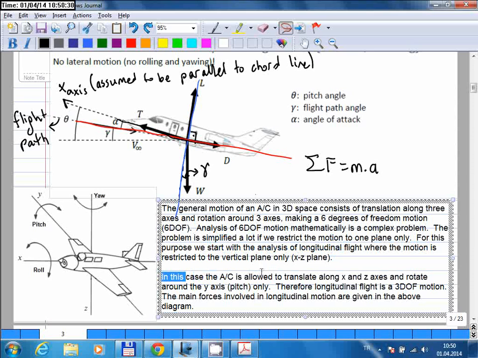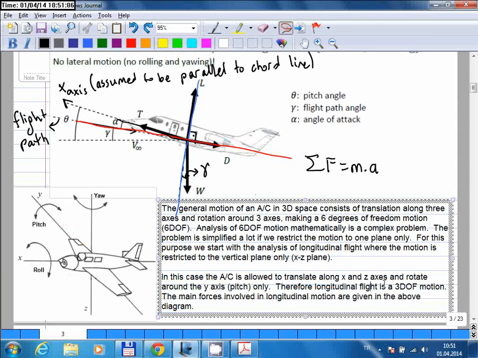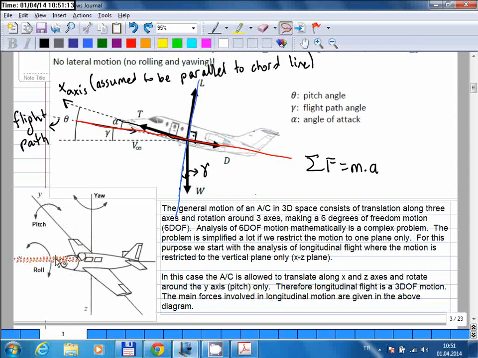In this case, the aircraft is allowed to translate along the X and Z axes. Let's use this picture. So this is the X axis, this is the Z axis. These two axes together define a vertical plane, and we assume that the aircraft can move within that plane only, so it doesn't have a three-dimensional flight in this case. And it's also allowed to rotate around the y-axis, which is called the pitching motion. Therefore, longitudinal flight is a 3 degree of freedom motion. These are the translation along the x-axis, translation along the z-axis, and rotation around the y-axis.